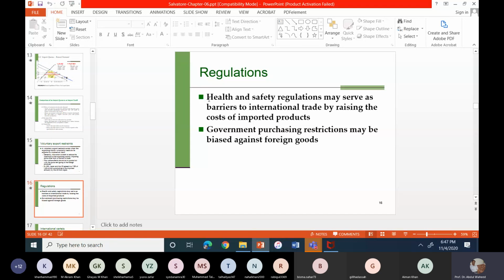For example, when there was the bird flu problem, particularly in Thailand, different countries imposed restrictions on the import of chicken meat from Thailand. And also there was mad cow disease in the United States, so other countries put restrictions on the import of beef from the United States. So whenever there is some health issue, we put restrictions on trade.